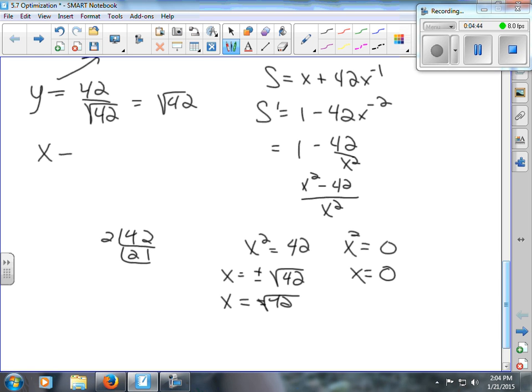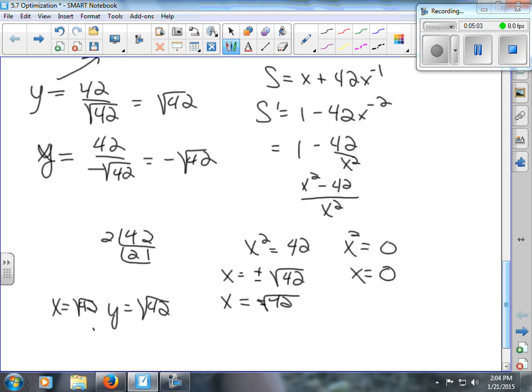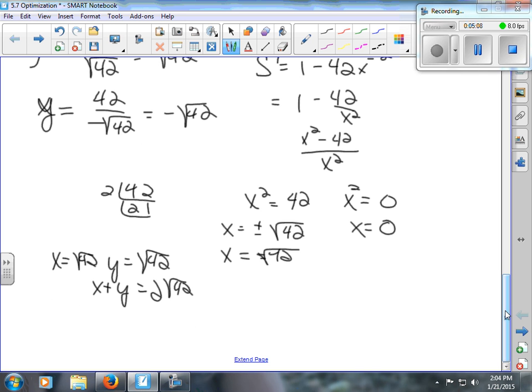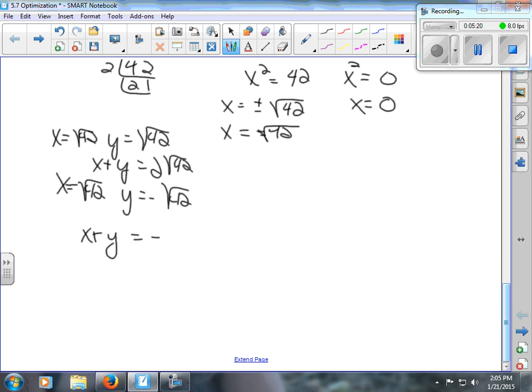And notice if x is negative square root of 42, then y equals 42 divided by negative square root of 42, or negative radical 42. So either x equals radical 42 and y equals radical 42, and so x plus y would equal 2 radical 42. Or x equals negative radical 42 and y equals negative radical 42, and x plus y is negative 2 radical 42. And so you can see that this is the smaller one, so this is where I have the minimum.